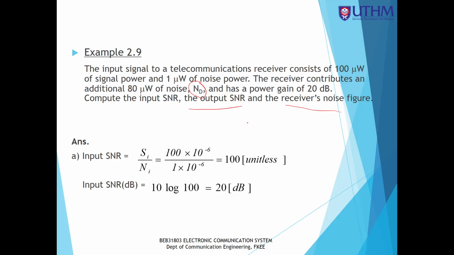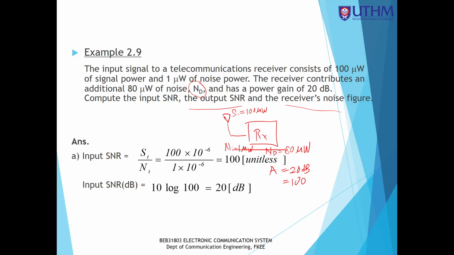So we can draw a receiver system like this. It has an input power SI, which is equal to 100 microwatt, and then the input noise power NI is equal to 1 microwatt. And then it produces additional noise ND, which is 80 microwatt, and it has a power gain of 20 dB. So 20 dB, if you do the anti-log, you will get 100.